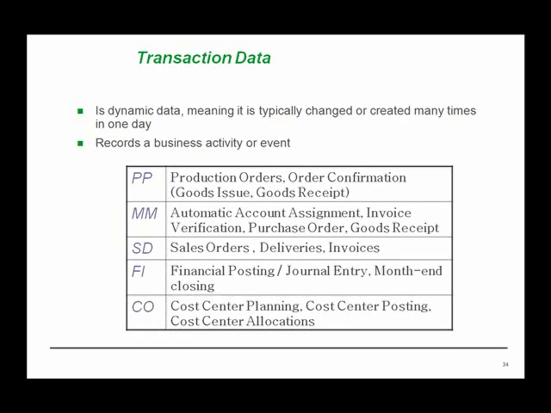Transactional data, that's the fourth thing. It's dynamic data. It's typically changing, created many times in a given day. Production orders, sales orders, journal entries, cost center allocations. You're moving dollars from one cost center to the other. All this, you're creating invoices, you're creating goods receipts, you're creating purchase orders, sales orders, you're creating deliveries, you're creating invoices. All of them are transactional data. It records a business activity or an event. Transactional data uses organizational data, it uses master data, it uses configuration to record an event.